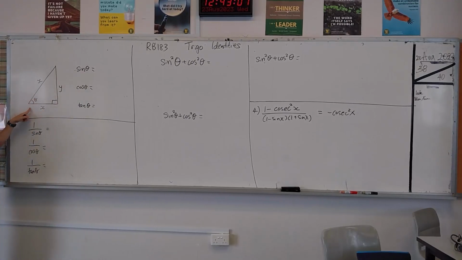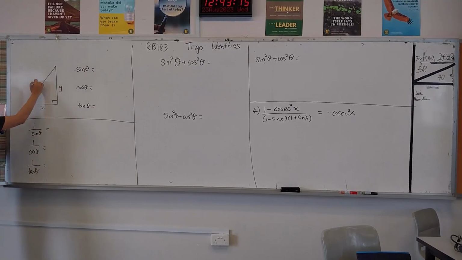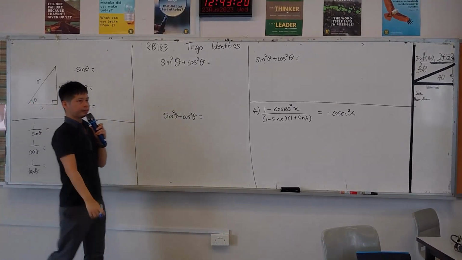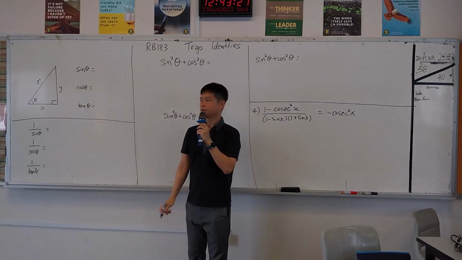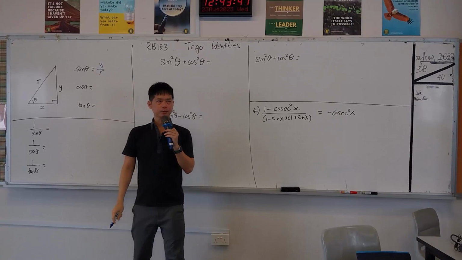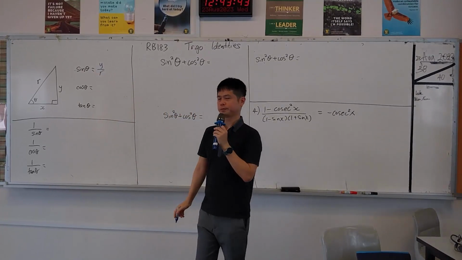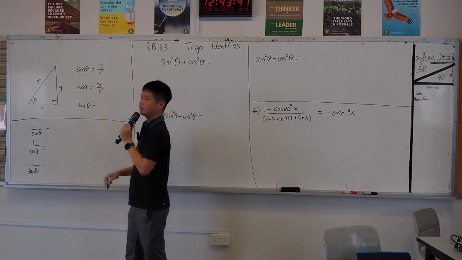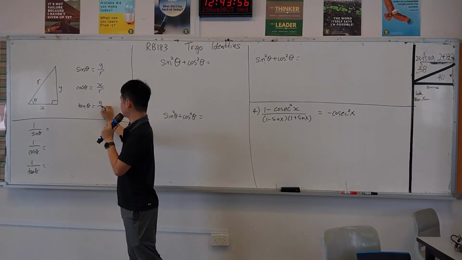If you have this diagram here, whereby y will be your opposite, your adjacent is x, and your hypotenuse is your radius, so this is r. So what should my trigo ratio for sine theta be? Y over r. Okay, very good. Then cosine theta now? It will be adjacent over hypotenuse, and finally tangent theta should be y over x.